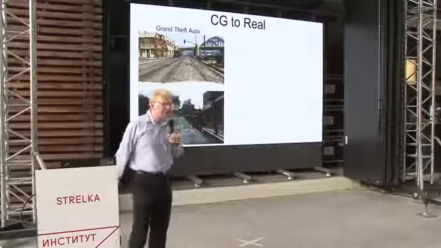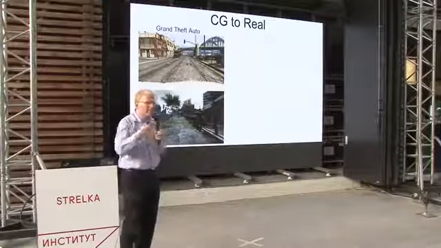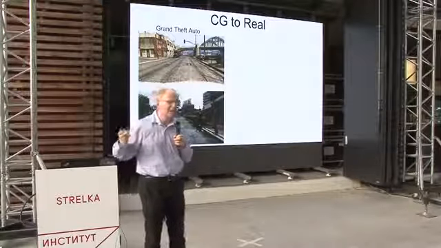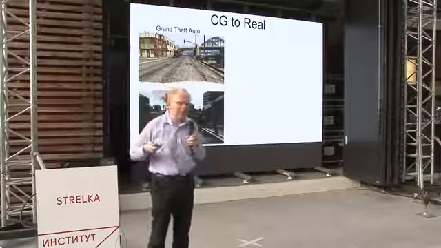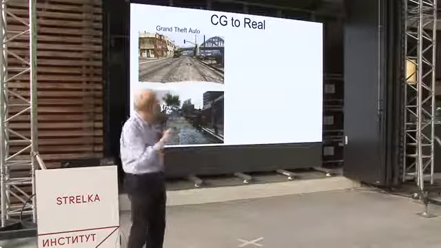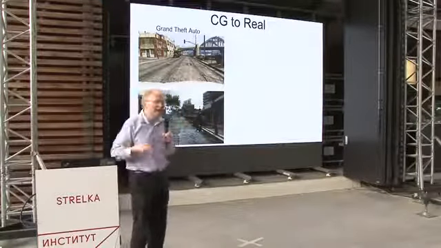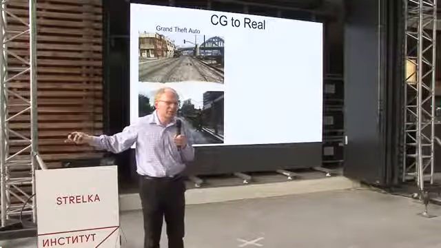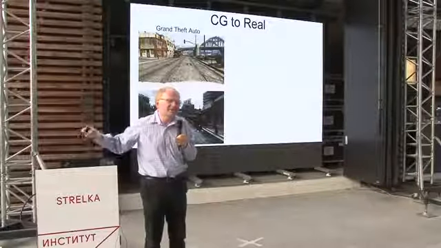We applied it to other things. So, for example, computer-generated images to real images. You want to have your Yandex driving car. You don't want to train it on Moscow streets. You want to train it in simulation. You take Grand Theft Auto as your simulator. But then you apply it to real images. Doesn't look so good. It looks very different, so it doesn't work so well.